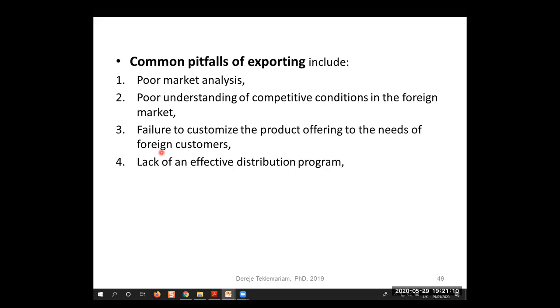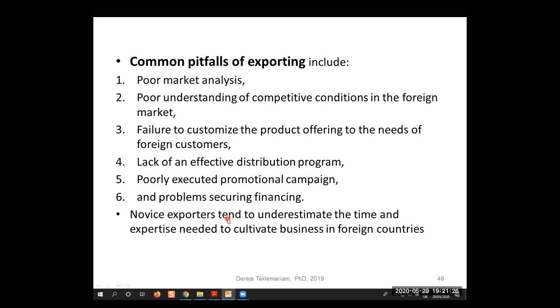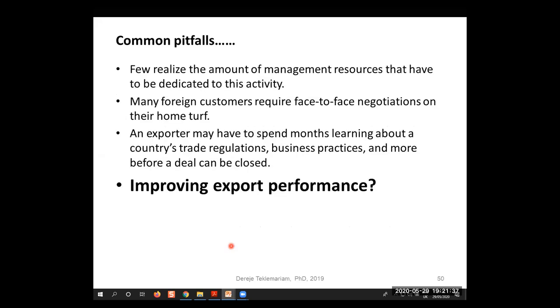Lack of an effective distribution system, I mean logistics system, is one. Poorly executed promotional campaigns, the type of marketing communication that you have, and then problems of securing financing. For example, export finance is really one of the challenges that current-day Ethiopian exporters are still facing. So those are the common pitfalls.